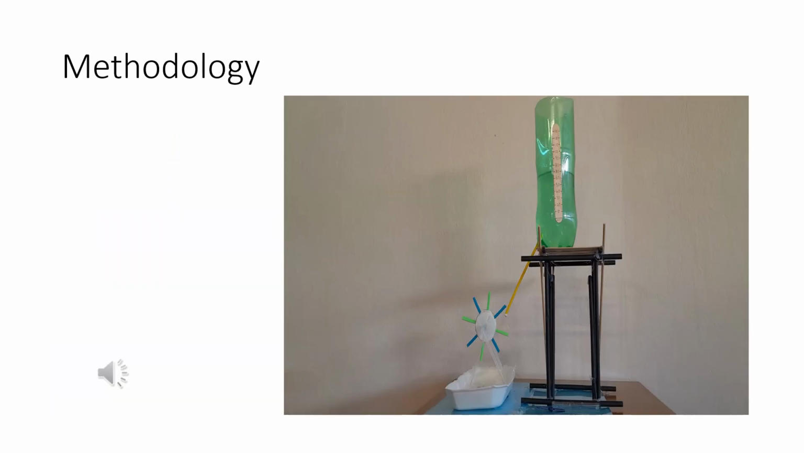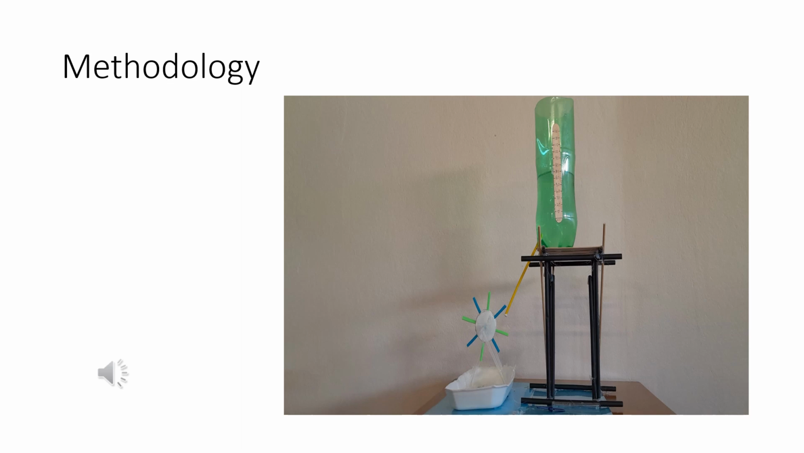The apparatus used for this experiment were a glue gun, glue sticks, paper straws, plastic straws, bottles, a takeaway container, and a pump turbine that was created using straws. In the methodology, we used a bottle as the upstream reservoir. Then the takeaway container was used as the downstream reservoir.